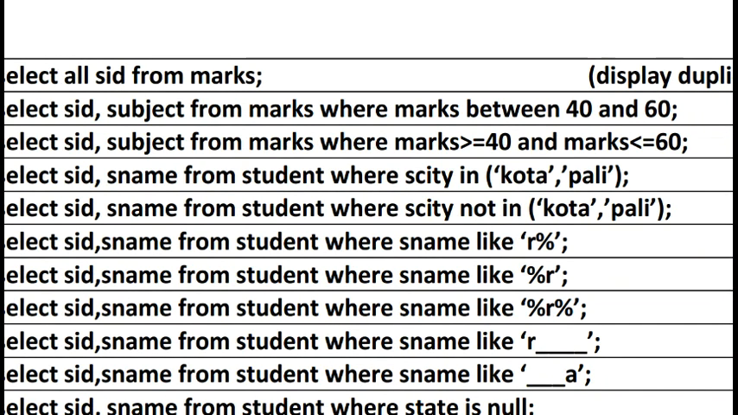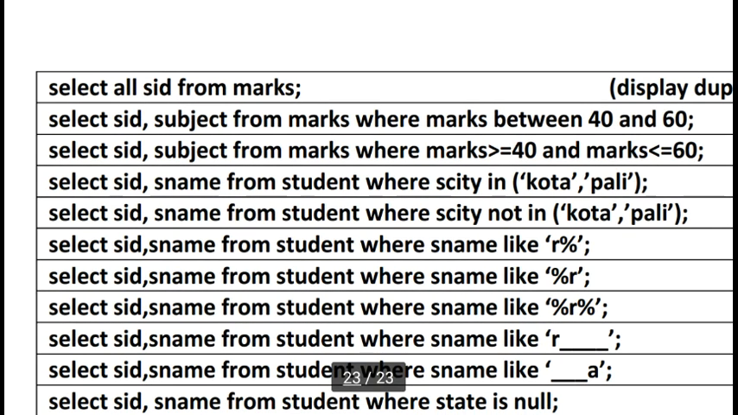So we can use the BETWEEN command, or we can use less than, greater than and the AND operator. Suppose we have more than one list, so we can also use multiple matches. So select SID, SNAME from student where SCT in ('Kota','Pali'). So only Kota and Pali data will be included in our result, but show only SID and SNAME.